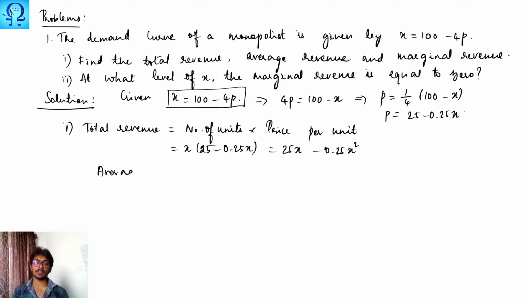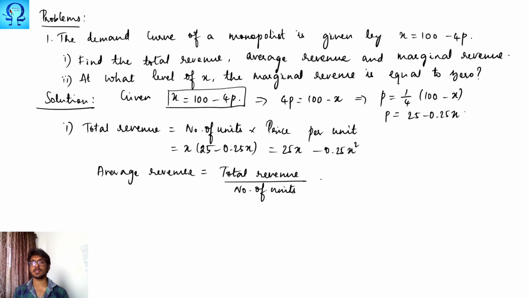Next is average revenue. In order to find the average revenue, we just divide the total revenue upon number of units. This is x times 25 minus 0.25x upon x. So this is 25 minus 0.25x.